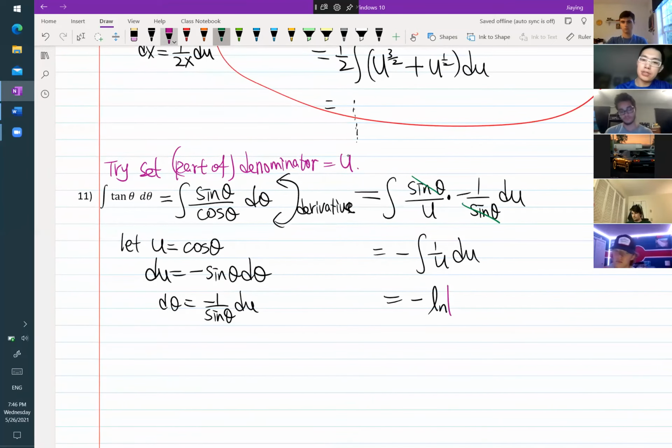But anyway, so that's the natural log of the absolute value of u, plus a C, and don't forget to rewrite u there, which is cosine theta.